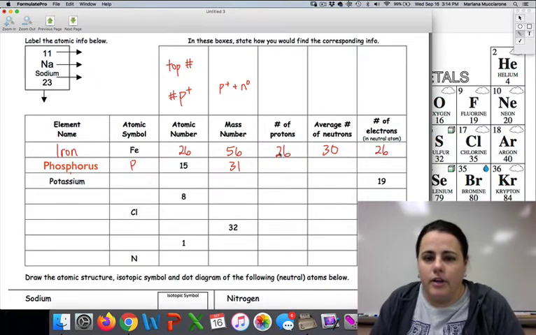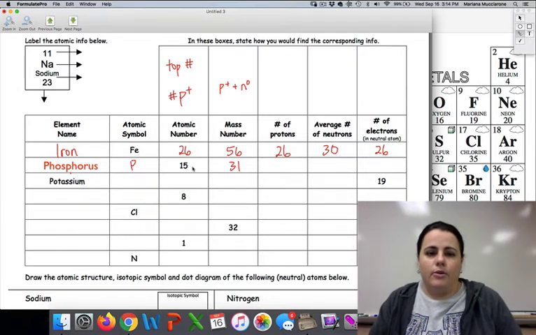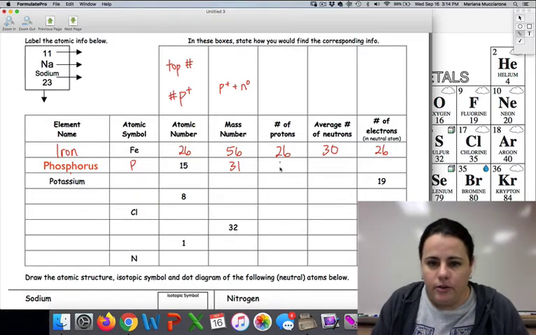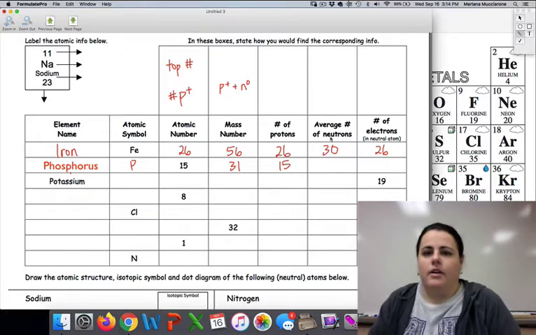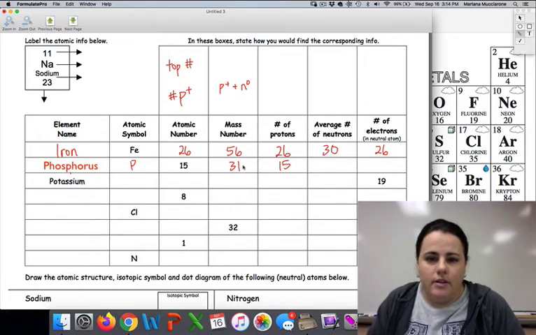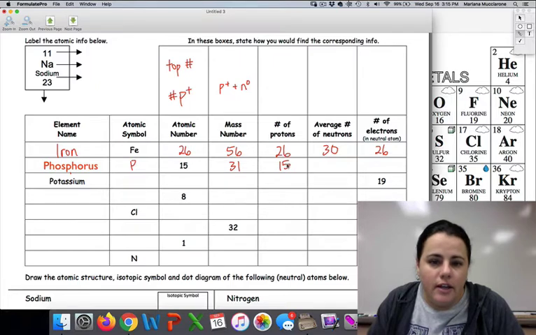The number of protons is the same as the atomic number. It represents the atomic number, so you're going to put down 15. The mass is 31, and the mass is made up of protons plus neutrons. I know that there's 15 p's. How many n's do I have? 31 minus 15 is 16.